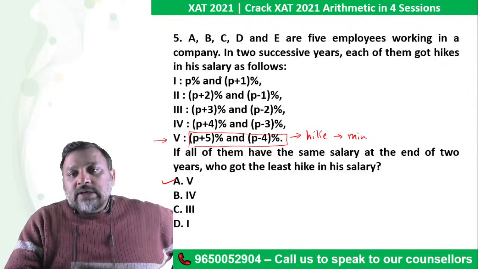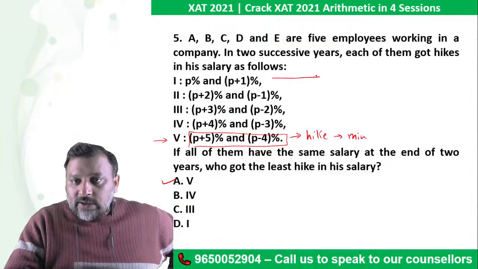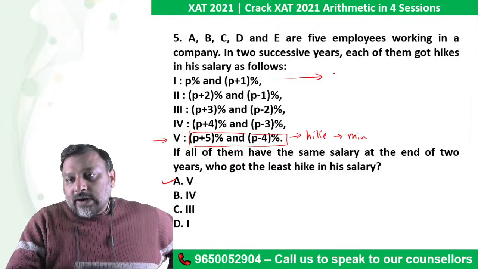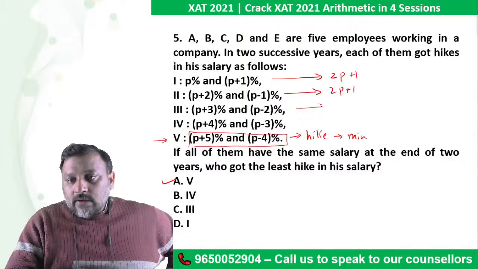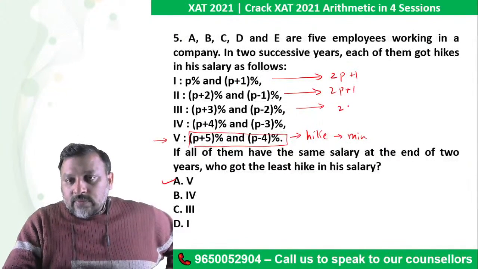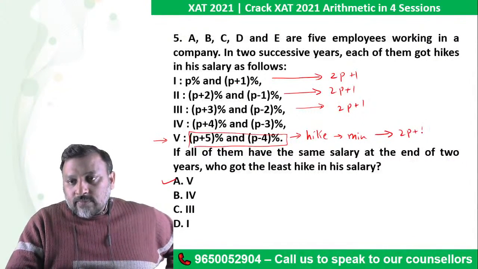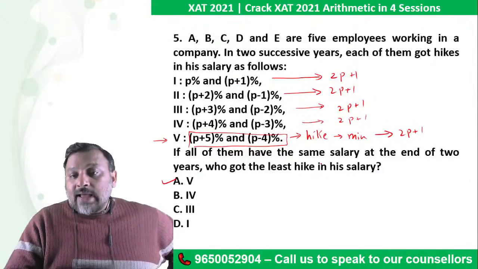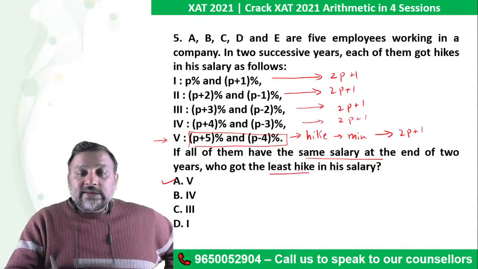See, Ammar, if I look at these values and add them, the sum is p plus 1, that is 2p plus 1. In this case also it is 2p plus 1, and so is the case with all the others. आप हर केस में देखो, sum is same. Okay, it is 2p plus 1. It is given that after the hike, all of them have the same salary. So you just need to find who got the least hike in his salary.